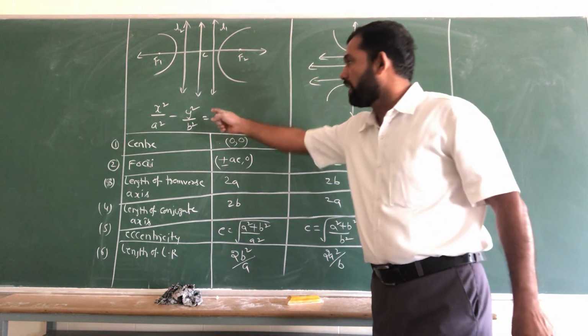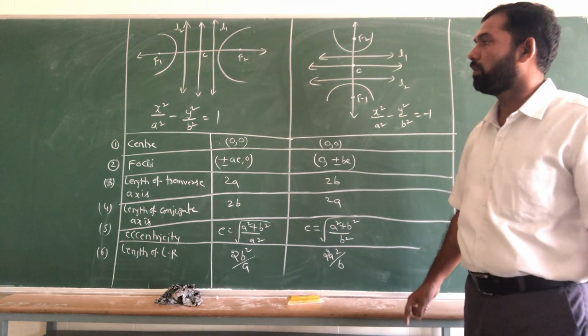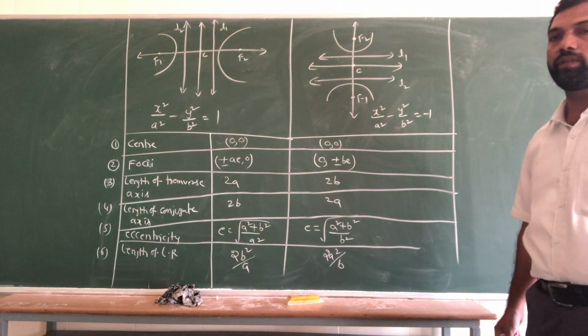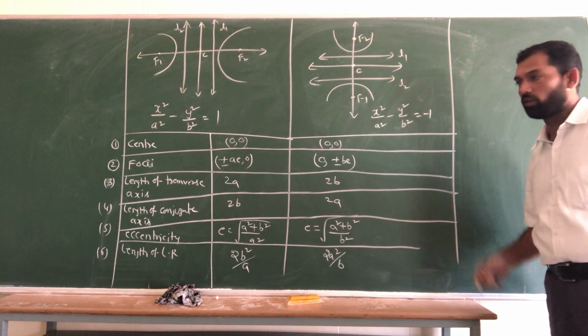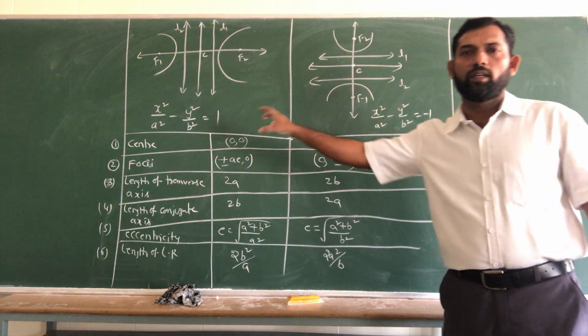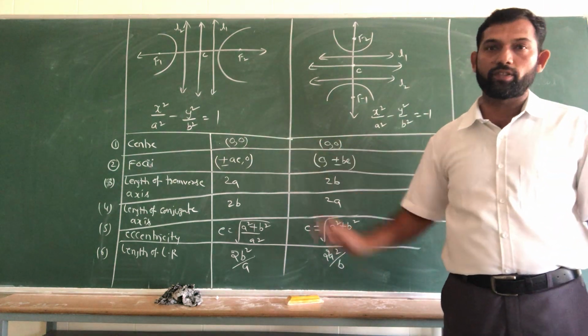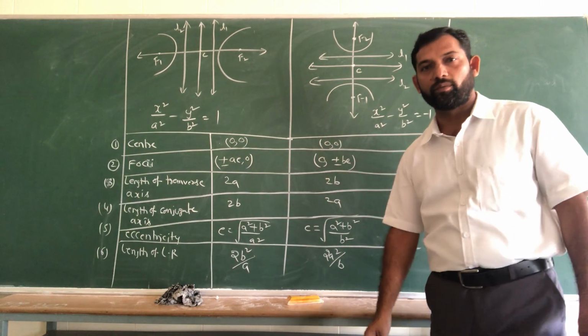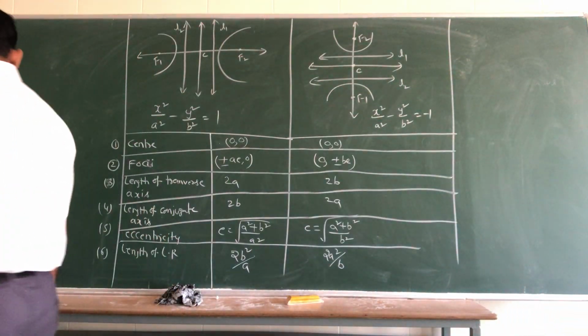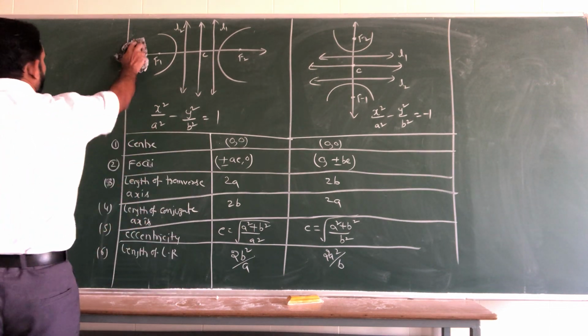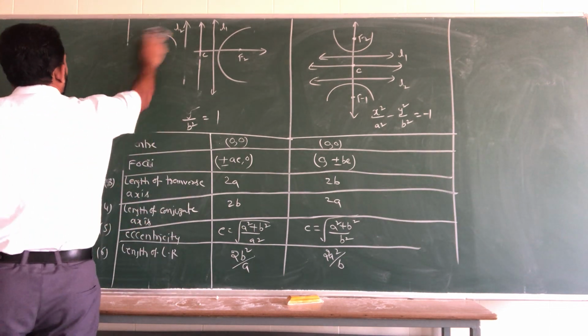This one is x square by a square minus y square by b square equal to 1. This is x square by a square minus y square by b square equal to minus 1. These are not called the main points. Still many points are there. We will discuss them in the competitive examination. Okay, for that I will use one example question.